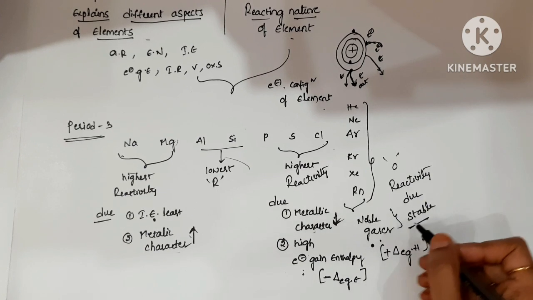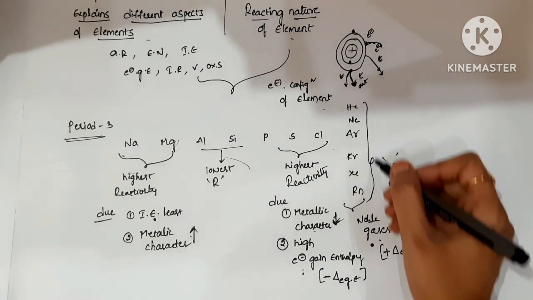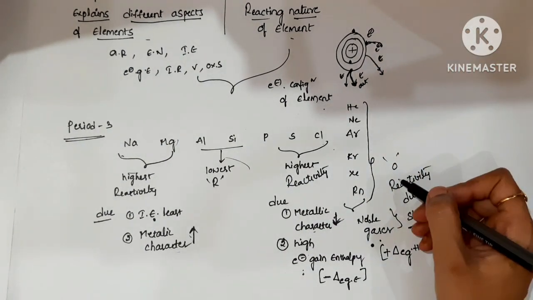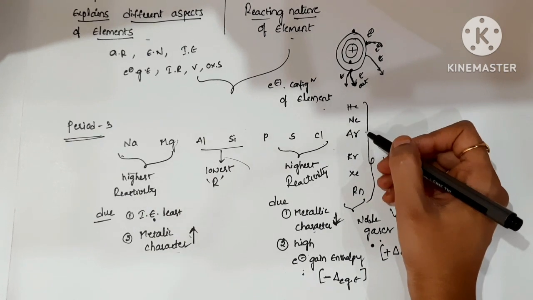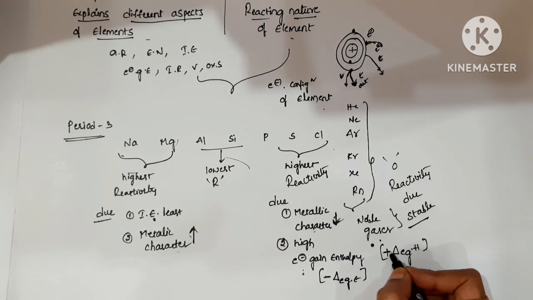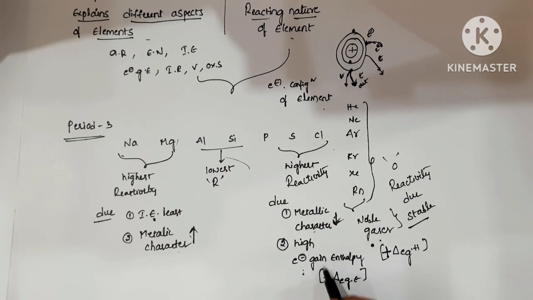Why? Because these are more stable, right? So it is very difficult to add an electron to them. We need so much energy, that's why energy is needed, not released. That's why the positive symbol. Here the energy is released, that's why the negative symbol. Here energy is absorbed, that's why the positive symbol.